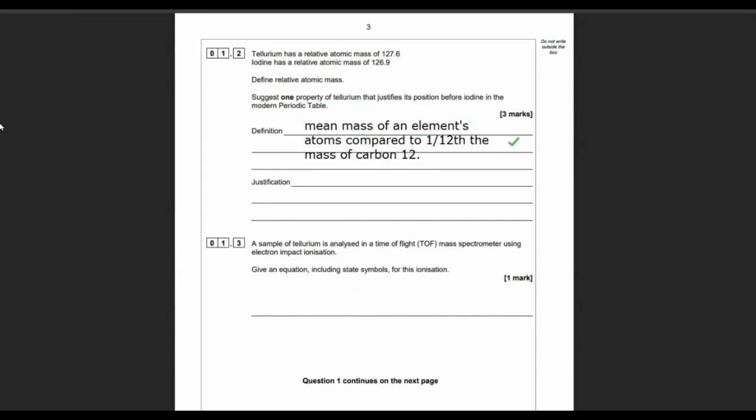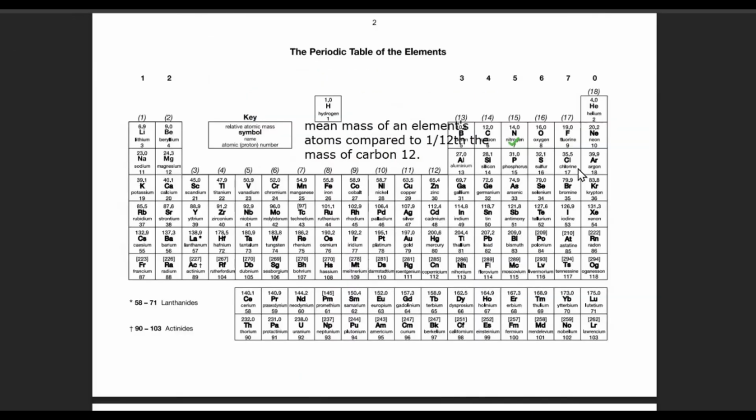Now, the justification here, it says suggest one property that justifies why tellurium comes before iodine in the periodic table. Right, where's iodine? Here we go, group 7. Let's go down to iodine. Why would you put tellurium before iodine? There's quite a lot of reasons, really, isn't there? I mean, look at the atomic number.